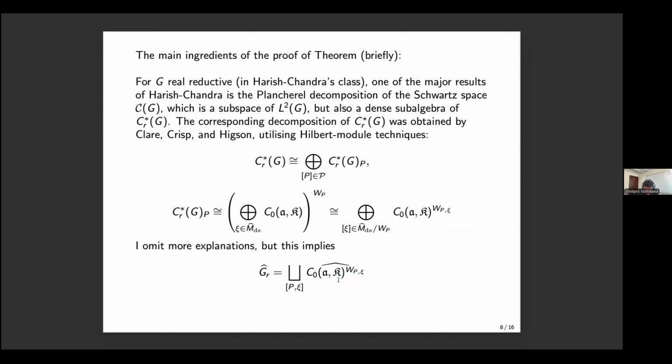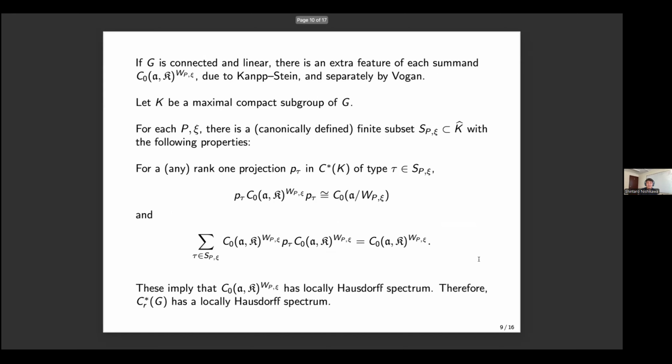You have C0 of A tensor compact, and some finite group is acting on it. Is this locally Hausdorff or not? The answer is, if the action is arbitrary, that's not true. I will give you a counterexample due to Bogan. But for connected linear real reductive groups, these four adjectives, there is a theorem which says this is much simpler, and that's why the theorem holds. I will tell you this extra ingredient. So now I want to assume this connectedness assumption, which is crucial. So G is connected and linear.